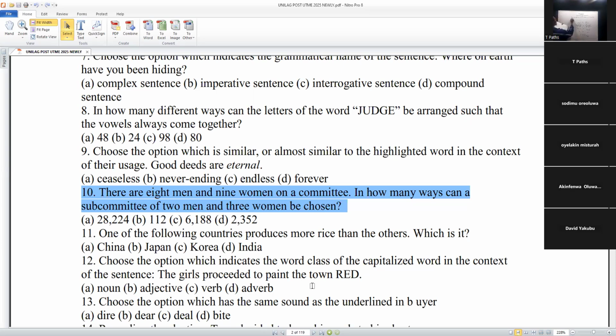In how many ways can a committee, okay, a subcommittee of 2 men and 3 women be chosen? Now, we have a question on the board that we want to address.